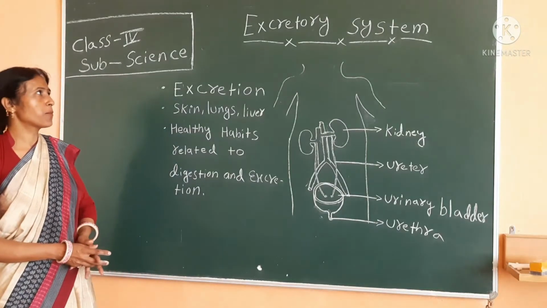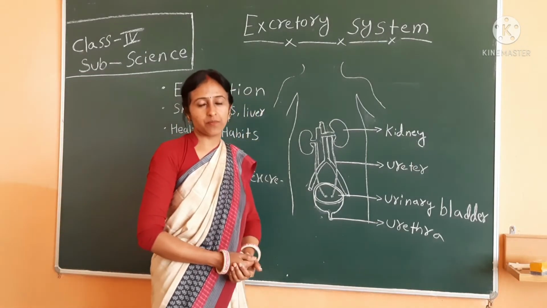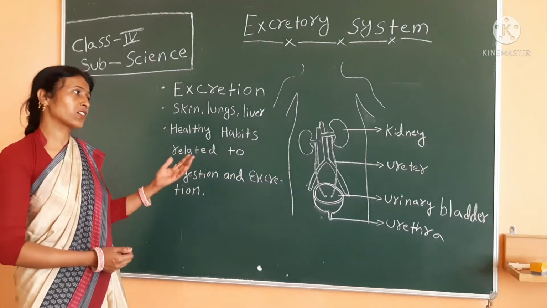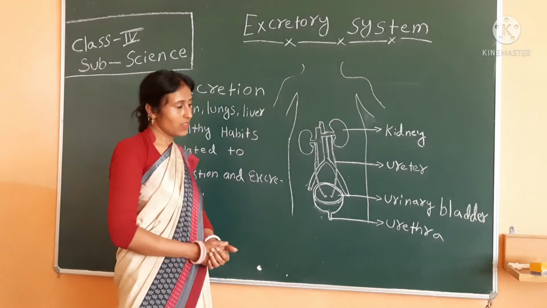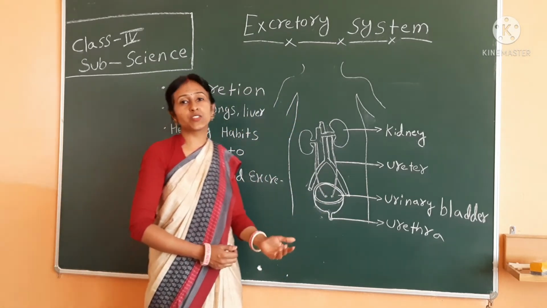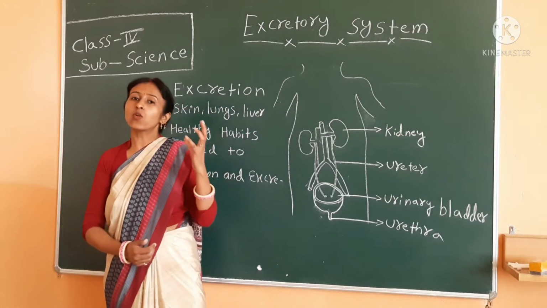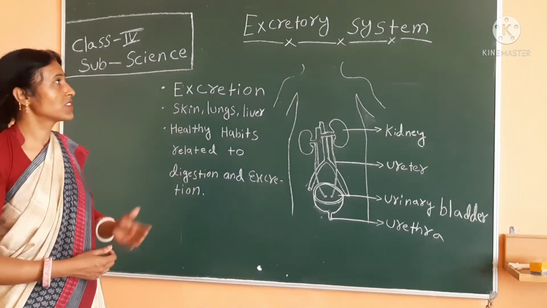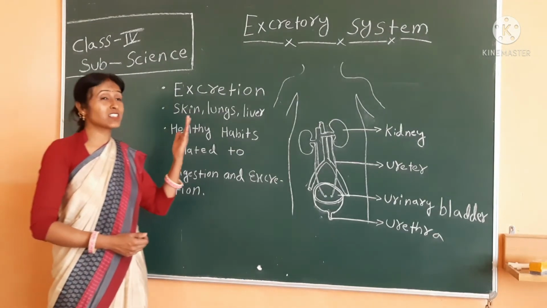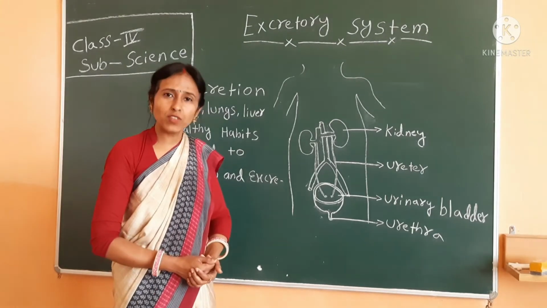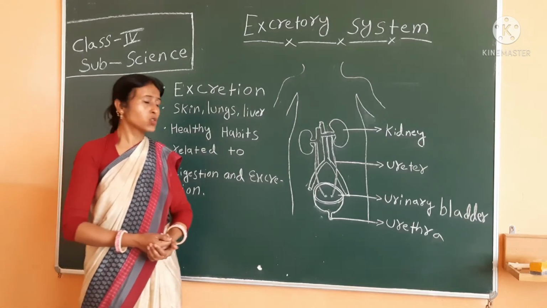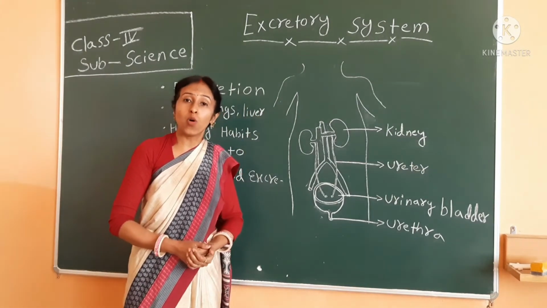Let's turn to our next topic, which is the excretory system. Again, system means various organs included to form a system, like the kidney, ureter, urinary bladder as well as urethra too. So all these organs meet together and form the system which is known as the excretory system. There are some harmful substances that come out from our body which are not good for our health, so this excretory system helps to do all these things.